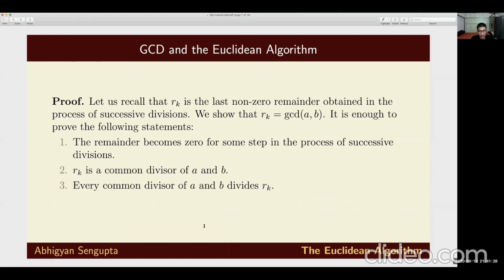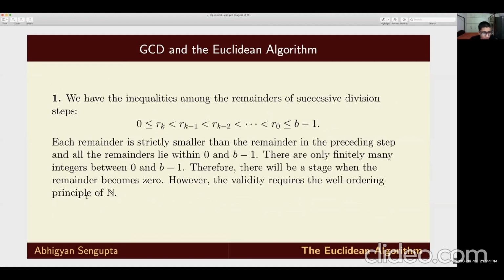So it is enough to prove the following three statements. The remainder becomes 0 for some step in the process of successive divisions. Rk is a common divisor of A and B. Every common divisor of A and B divides Rk. Let us prove the first statement.